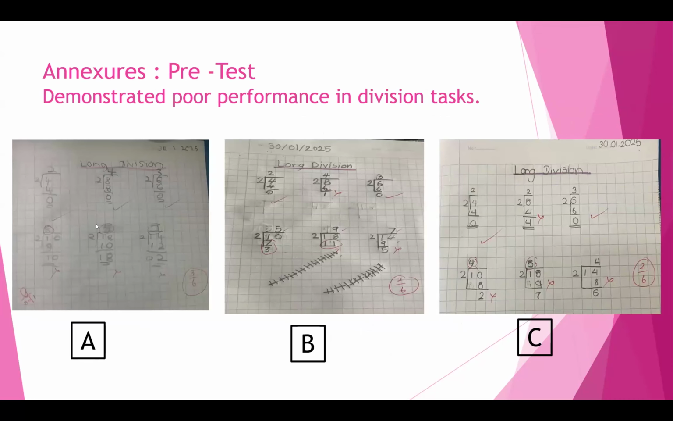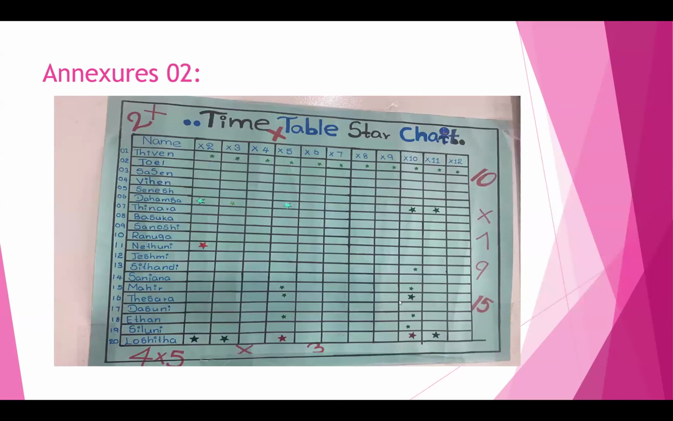Demonstrated poor performance in division tasks. These are the students. The main problem is the lack of knowledge of the multiplication table. The 2 times table, of course they know, but when it comes to multiple digits, that is the only problem. After that, in my class I made a 2 times table, and 3 times from 2 to 12 timetable. This is for the whole class, including those 3 students also.